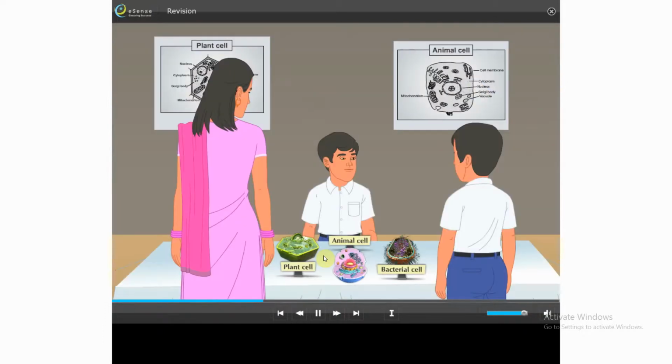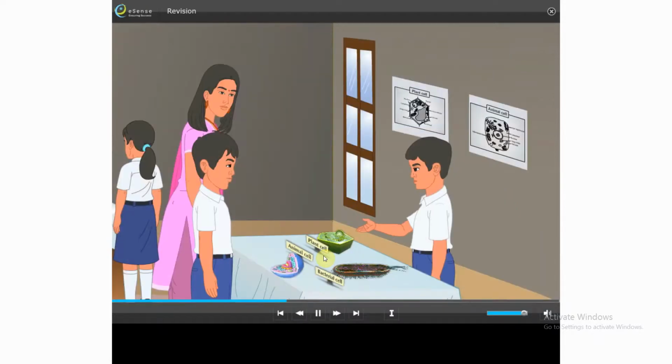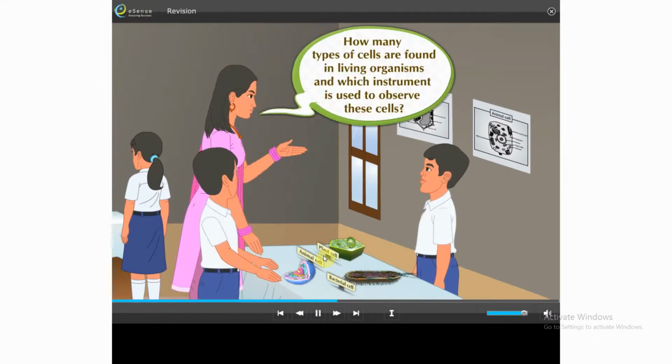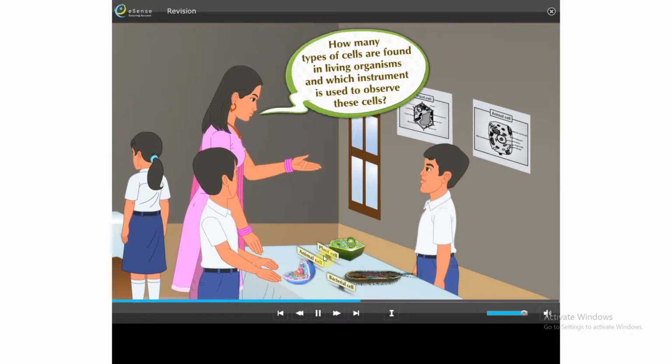Hi, Gaurav. Is this your mom? Hi, Auntie. I'm Yash. Here I have shown different types of cells found in living organisms. Would you like to ask me any question about it? Yes, Yash. Can you tell me how many types of cells are found in living organisms, and which instrument is used to observe these cells?